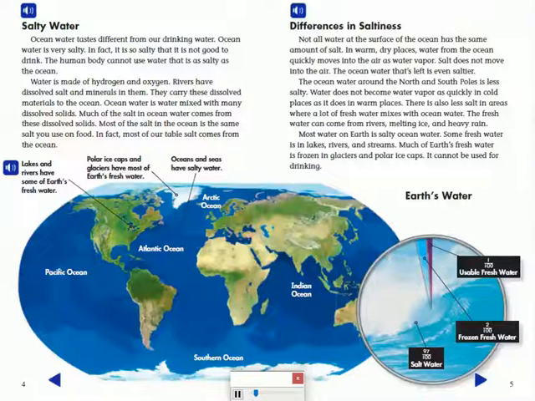Lakes and rivers have some of Earth's fresh water. Polar ice caps and glaciers have most of Earth's fresh water. Oceans and seas have salty water.